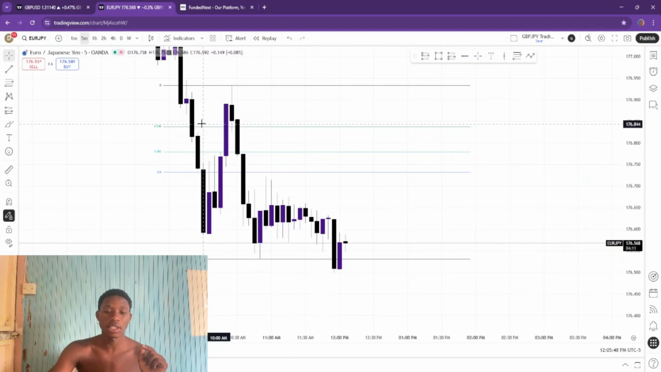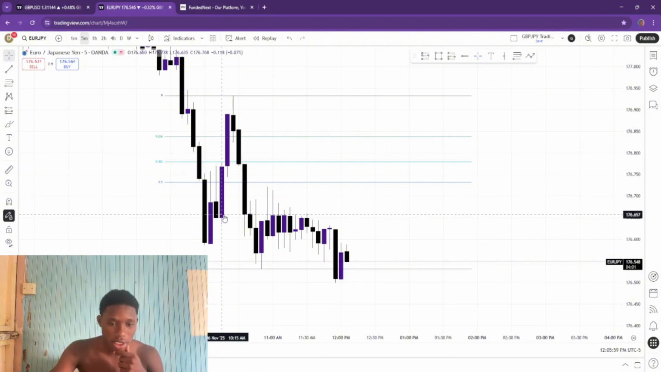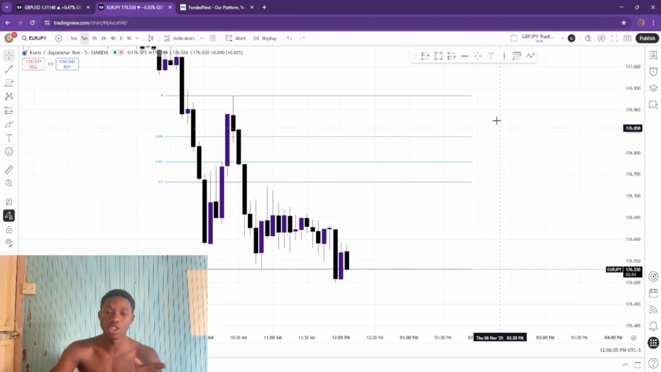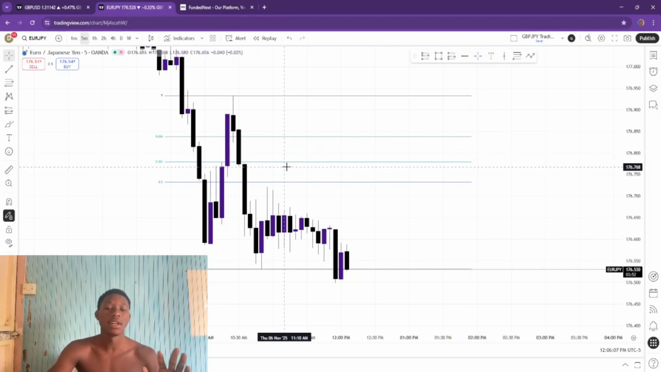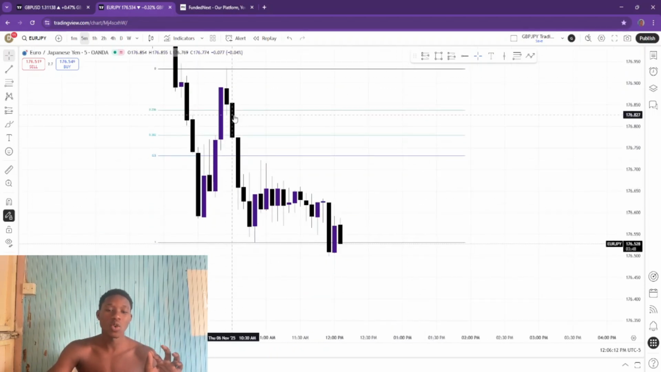Since we're looking for sell setups from 9:30, from 9:30 we're on the market. We see some, oh my gosh, that's not this one. Yeah, we missed a trade. We missed a trade on Euro JPY, but we're not getting into that. Let's get into the trades I actually take. The trade I actually took was that trade.